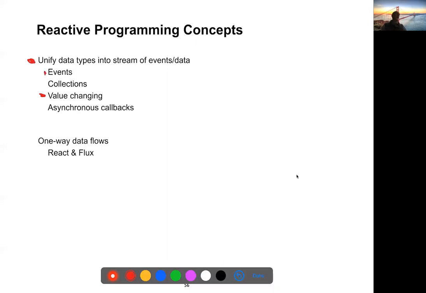But we also have event handlers, right? Every time I click on something, an event happens. They want to treat that as the same type of thing. Also asynchronous callbacks: you make a call to the network to get data, and it comes back later, and now you have to do something with it. They want to be able to deal with all these things the same way.